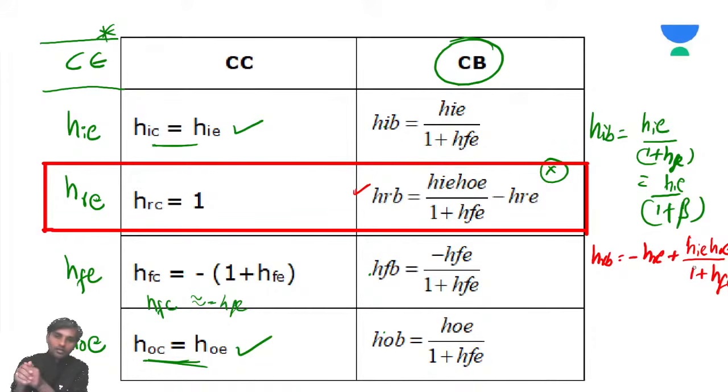How to remember? HRB is going to be minus of HRE plus, divided by 1 plus HFE, and in the numerator the remaining two parameters, HIE and HOE. You multiply them. Simple. So these are the conversion formulas for all the three configurations.